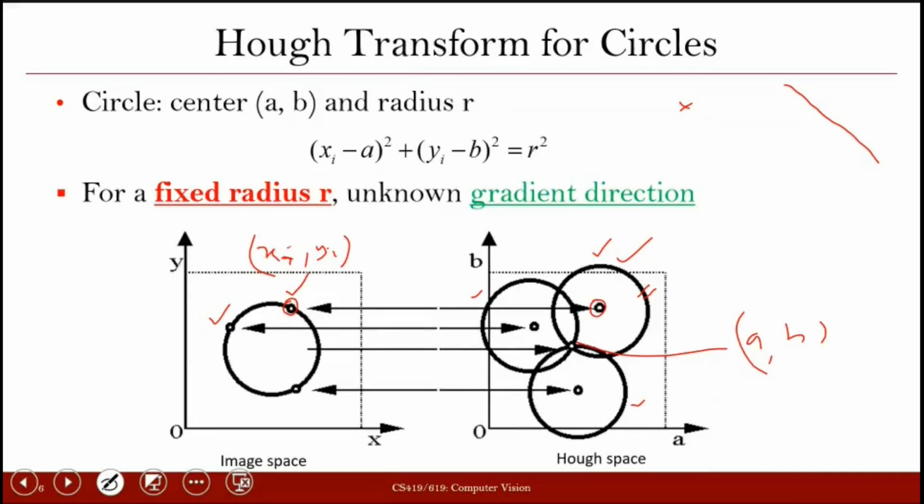Okay. So here, for this particular point, whatever AB you have, considering that AB as the center and the given radius as the radius of the circle, if you plot that, that circle is going to pass through all those points in the image space.